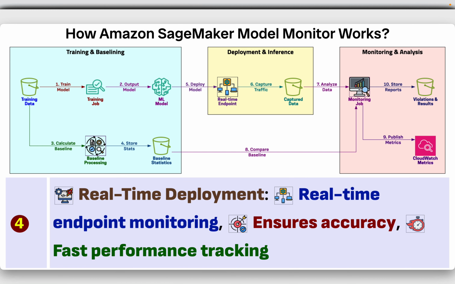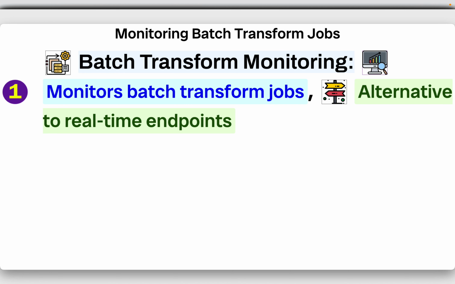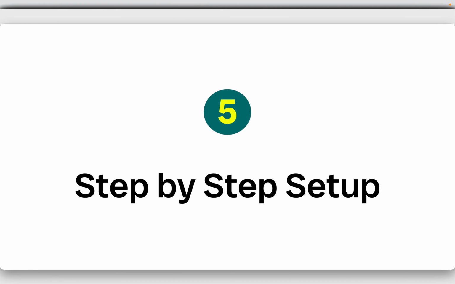It uses specific rules to find drift, which means the model is changing or getting worse, and sends you an alert the moment it detects it. This monitoring process works for models that are deployed to real-time endpoints, ensuring they stay accurate while working fast. Next topic is monitoring batch transform jobs. So, model monitor can be used to monitor batch transform jobs as an alternative to monitoring real-time endpoints. Instead of receiving requests to an endpoint and tracking predictions, model monitor monitors inference inputs and outputs for batch transform jobs.